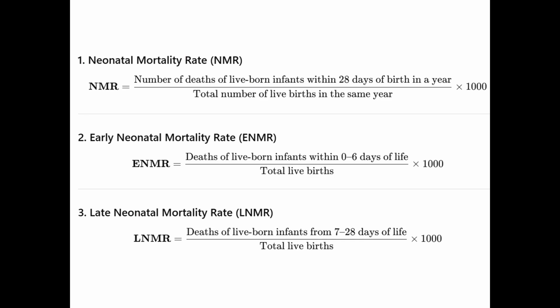Then we can divide the neonatal mortality rate into two further groups, early neonatal mortality and late neonatal mortality. Early neonatal mortality is when deaths of live born infants occur within 0 to 6 days of life, and the denominator is again total live births. Late neonatal mortality rate is when deaths of live born infants occur from 7 to 28 days of life, and again the denominator is total live births.